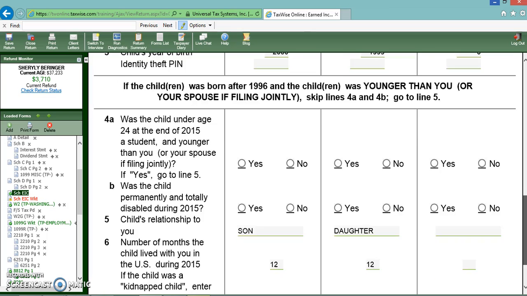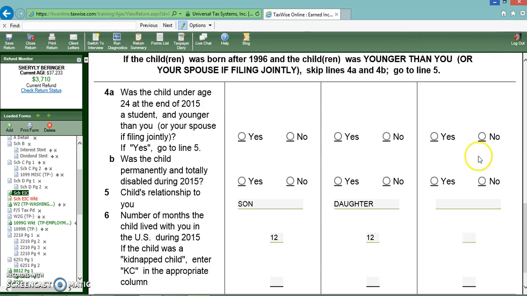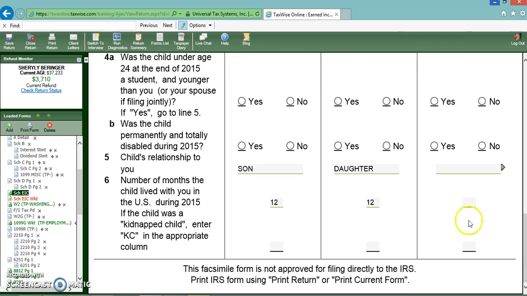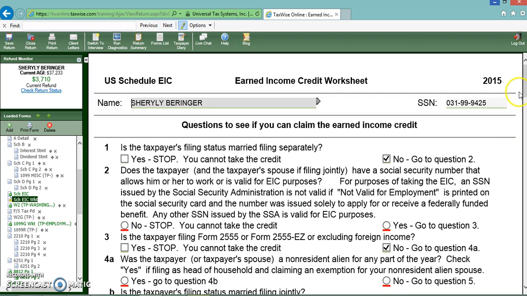We don't have to fill out the rest of the information because it is all pulled from the main info worksheet: their date of birth, and the taxpayers claimed as dependent. So you see the sheet is already green. We didn't even have to do anything. But the second page is where we have to answer questions.